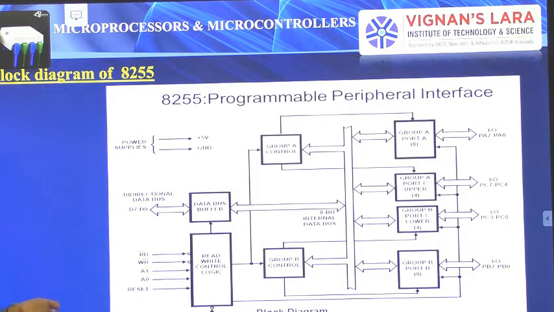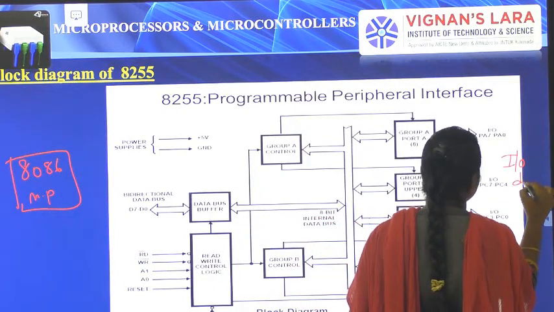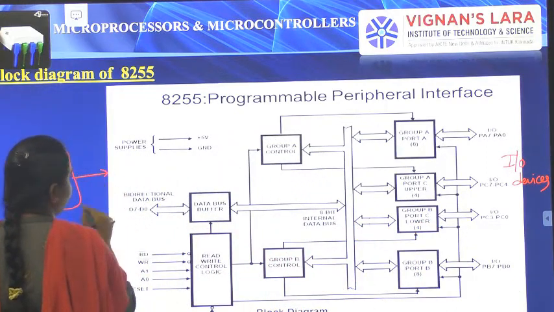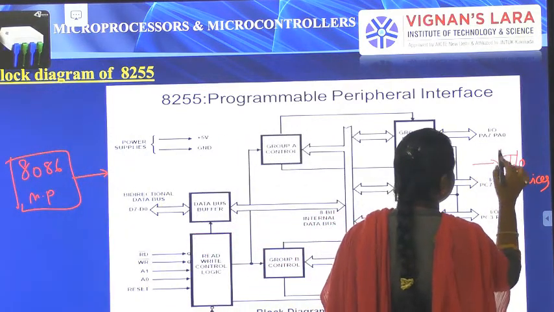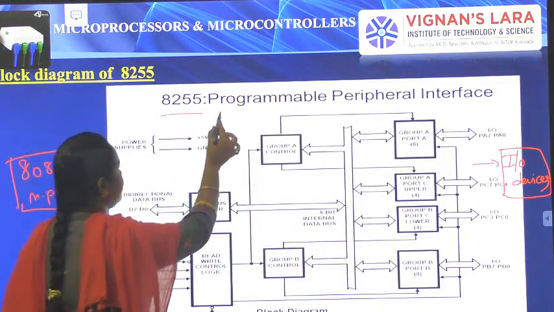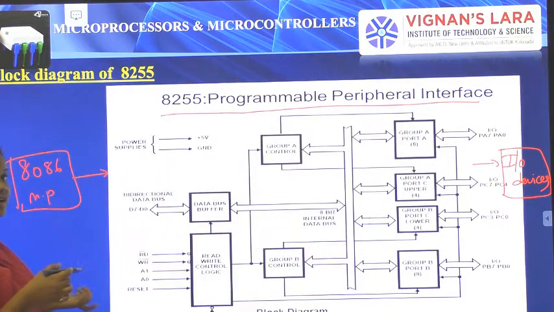Block diagram of 8255 PPI. So for the 8255 PPI, assume that here we have an 8086 microprocessor, and then here we have input and output devices. See here, the 8086 is connected to this 8255 block diagram, and the input output devices are connected here. See here, we have an 8255 programmable peripheral interface. This is a block diagram for the programmable peripheral interface.